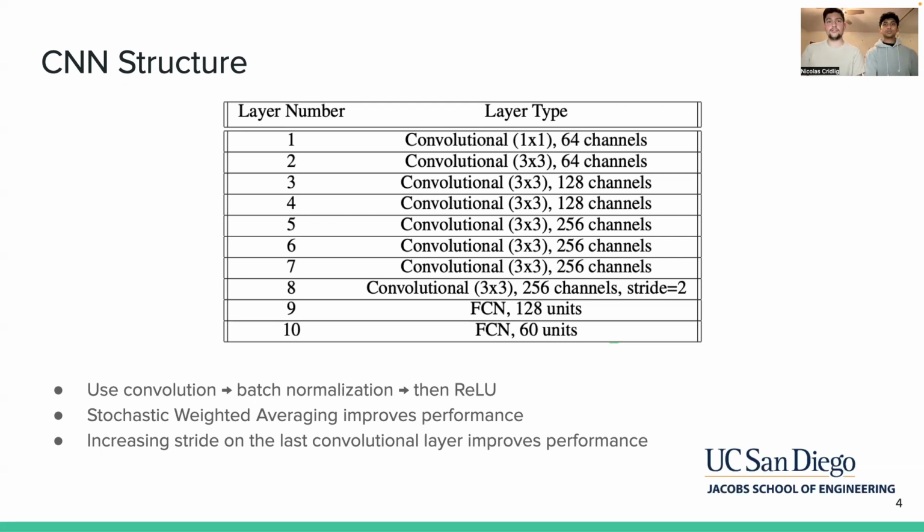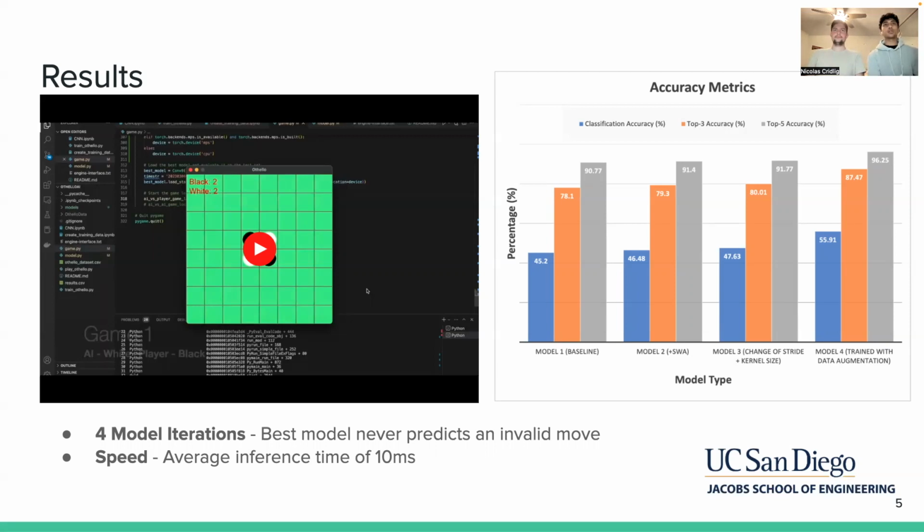We found that the stride of 2 decreased the feature map size to a 4 by 4, and this really helped the network to understand the most important parts of the Othello board and filter out any unnecessary information. We performed convolution, batch normalization, and ReLU for every convolutional layer, and then of course used vanilla batch normalization for the FCNs. We implemented stochastic weighted averaging on our model, which, as we will show in the next slide, also increased performance. So now we'll go into the performance of our Othello network.